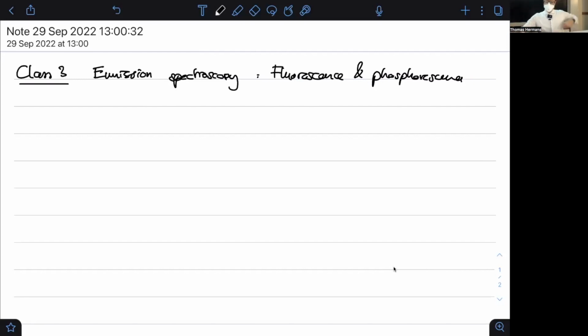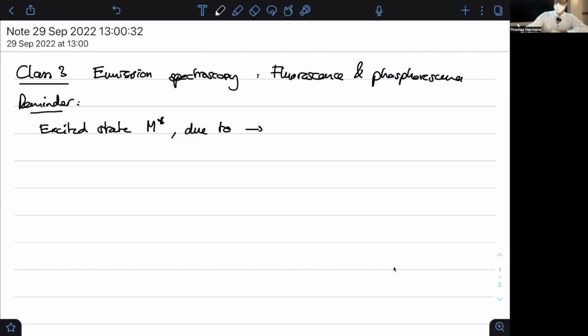So just to remind you, last time we talked about the excited state, M star. And this was due to, you remember, how can we get excited states? Different ways. Which ones? Yes, so we can absorb light, right? So ground state plus h nu gives excited state, that's light.